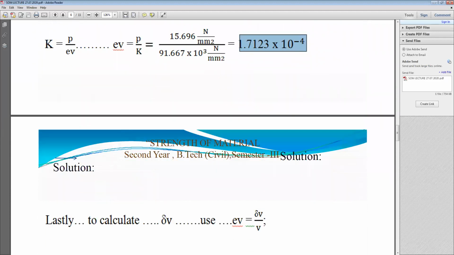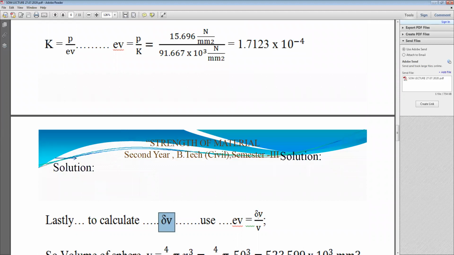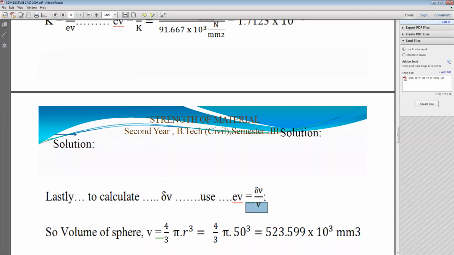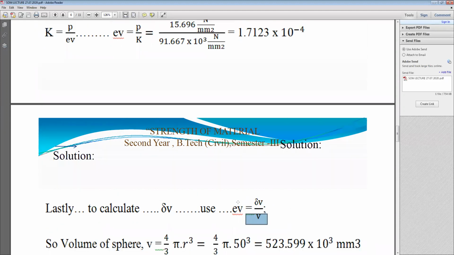Lastly, what is the objective? To calculate the delta V. Delta V is nothing but another formula of EV. EV is equal to delta V divided by small v. So EV is a known quantity now. What is the equivalent delta V? So we have to calculate the small v again.